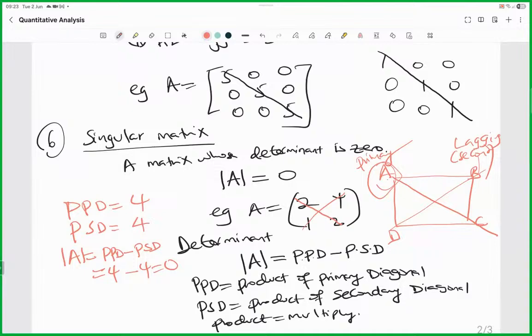And as we shall be seeing later on, singular matrices do not have inverses. Singular matrices don't have inverses. They have no inverse.